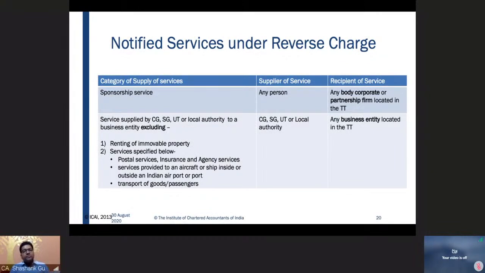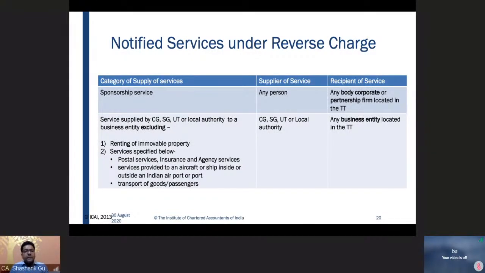Now this sponsorship generally BCCI gives the right for such sponsorship. So BCCI becomes the supplier. Who's the recipient? The recipient is Oppo, Vivo, Patanjali, or whichever company is taking those sponsorship services. So basically, for these cases, the liability to pay the applicable GST has been shifted onto these recipient companies.